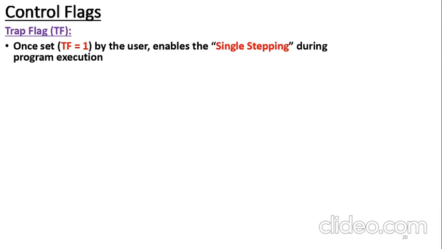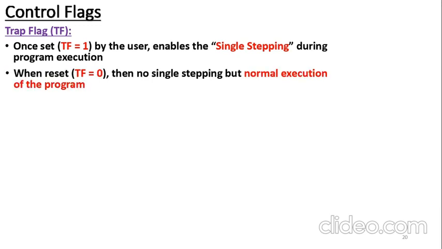Now what happens whenever the trap flag is equal to 0? Trap flag reset to 0 by the user. In that case, it disables single stepping operation. It means that whatever application has been written there will be completely executed, and only towards the end the final result will be displayed to the user. So no single stepping if the trap flag is 0. Single stepping will be enabled if the trap flag is equal to 1. That is what is stated here. Trap flag equal to 0, no single stepping, but normal execution of the program continues.